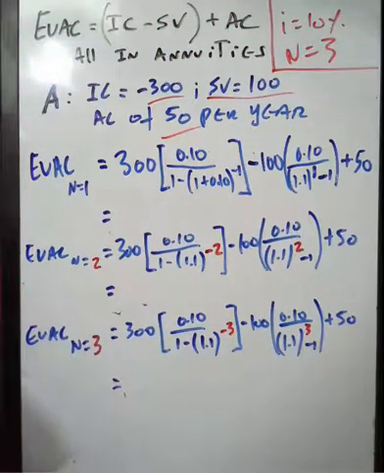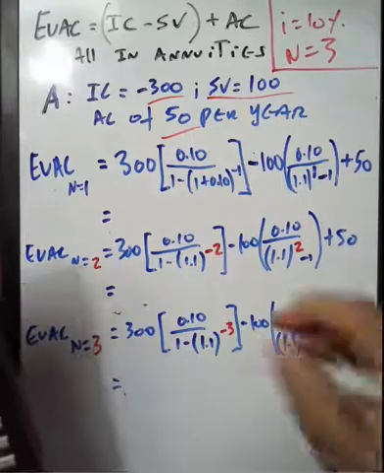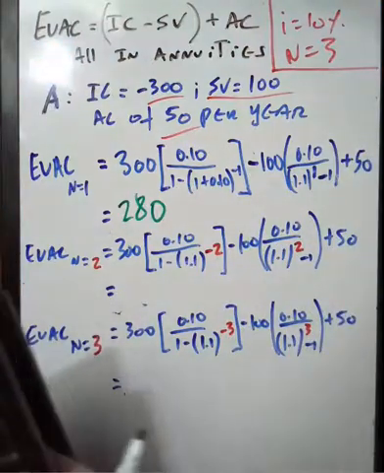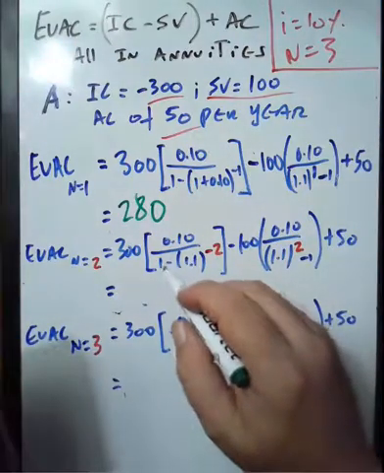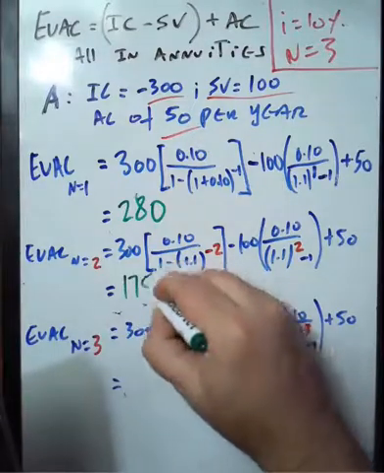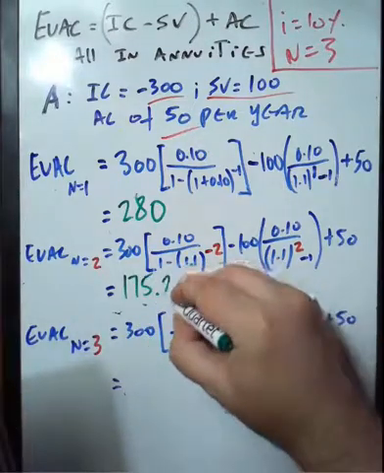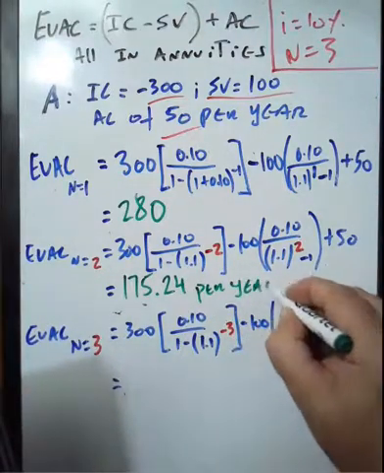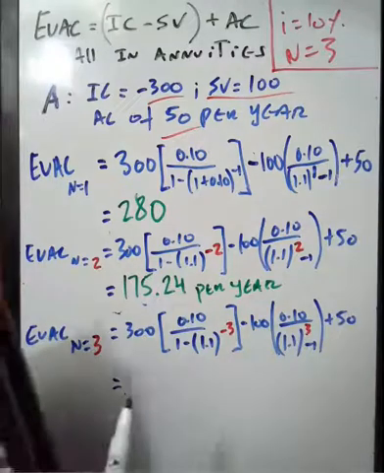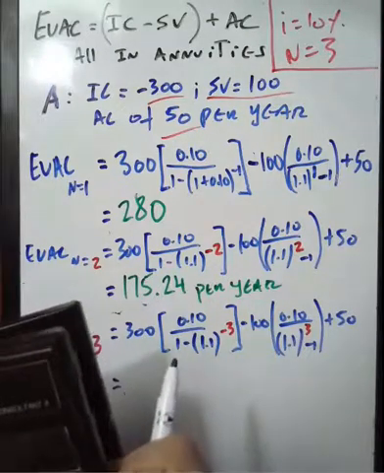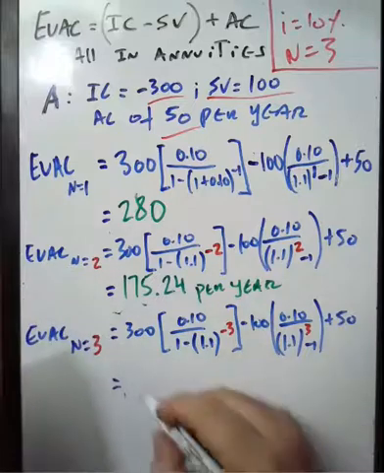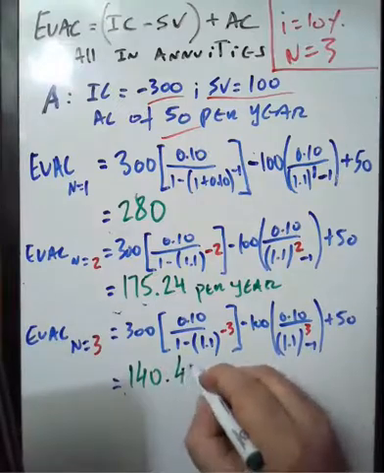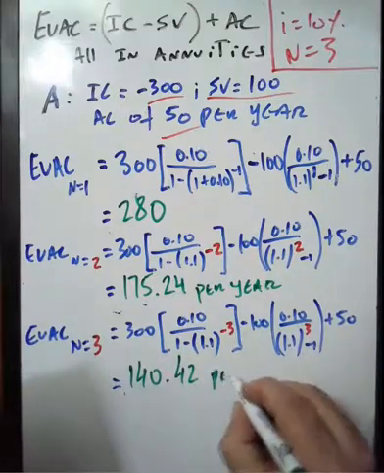these formulas, you would find that if you keep the machine for 1 year, your cost is 280. If you keep the machine for 2 years, your cost is $175.24 per year. If you keep it 3 years, the equivalent uniform annual cost is $140.42 per year.